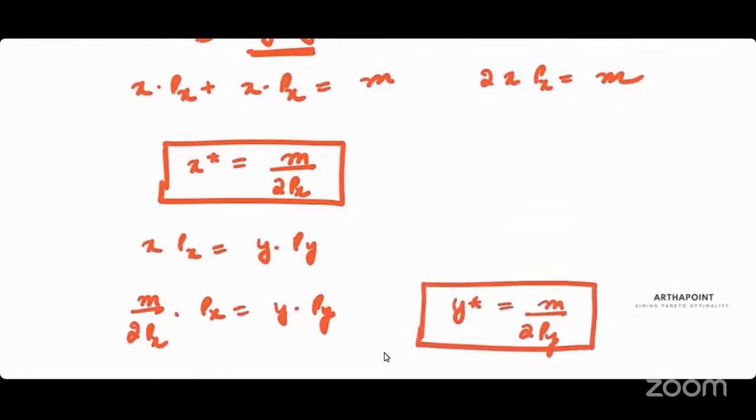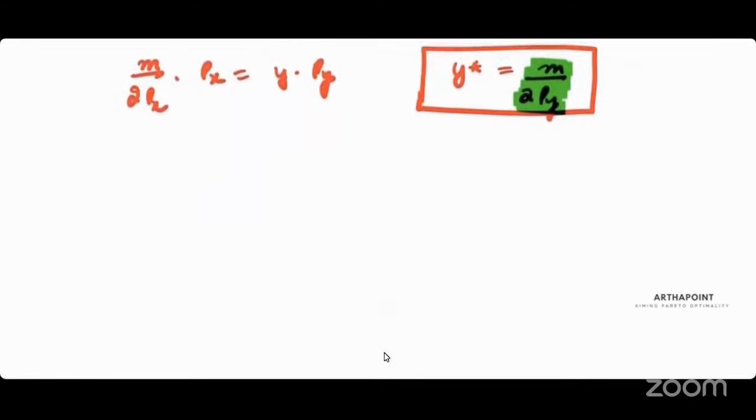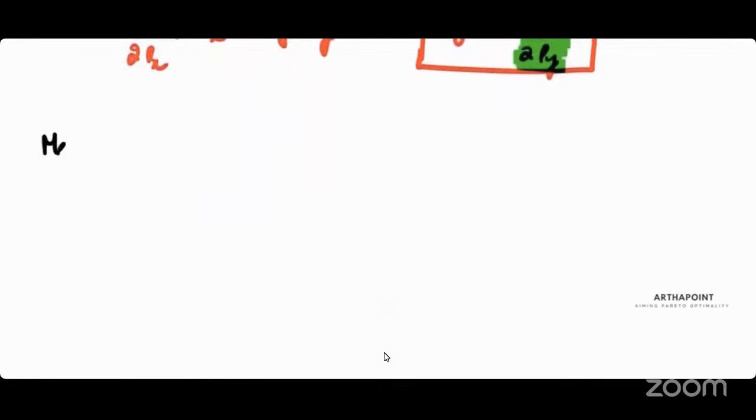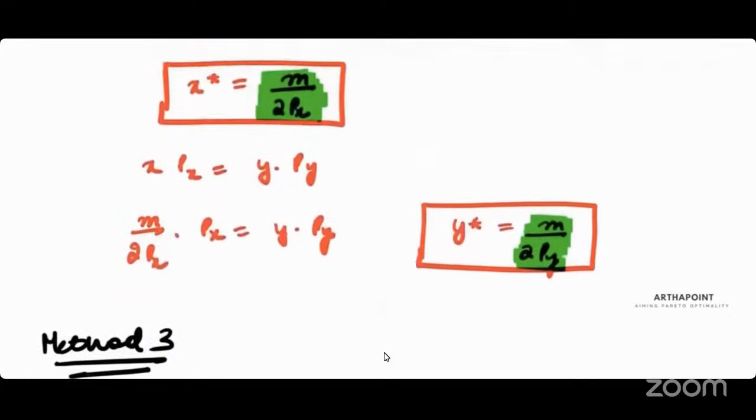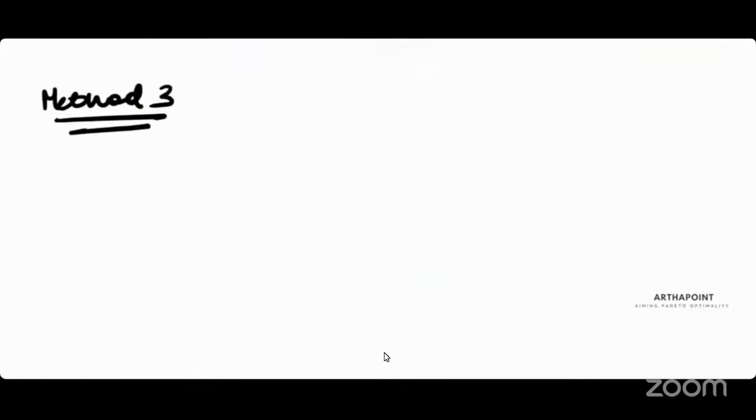So whether you solve it using method 1 or method 2, you're getting the same answer that X is equal to M by 2PX and Y is equal to M by 2PY. You're able to solve this much. There is one last method that I want to do. I'll not do all these three methods for every question. I leave it up to you to use any method you want to. But for the first question, we'll do it through all the three methods.